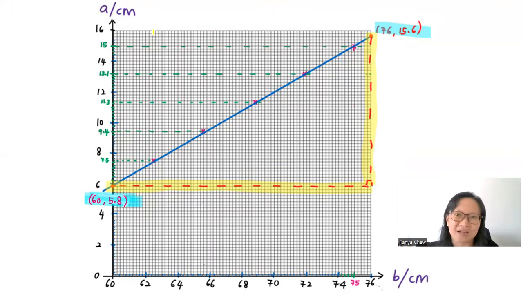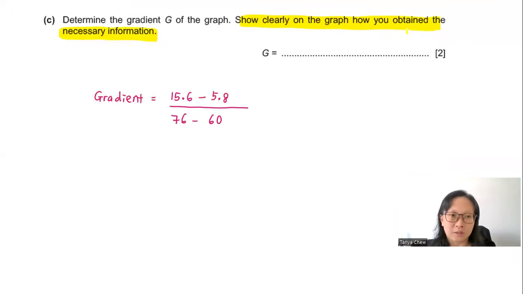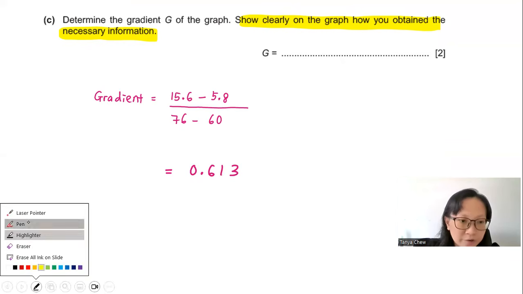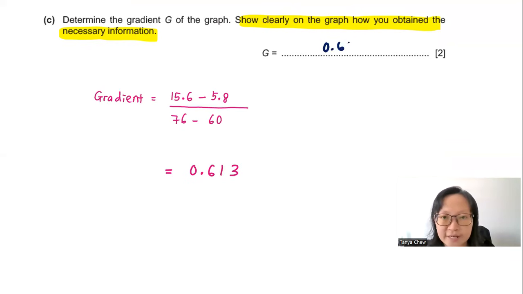I maximize it. So these are my 2 points, x1 and y1, and x2 and y2. So my gradient is equal to 15.6 minus 5.8 divided by 76 minus 60, and I got 0.613 as my answer. So I'm going to fill in the blank here. This is 0.613.